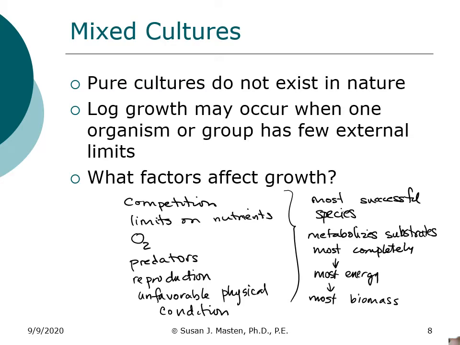Ability to reproduce, or the reproduction time, plays a significant role. And then unfavorable physical conditions, and I described that before with souring of an anaerobic digester. The most successful species is the one that metabolizes substrates most completely. So it's the one that's gaining the most energy, therefore producing the most biomass, and it's going to outsurvive everything else.